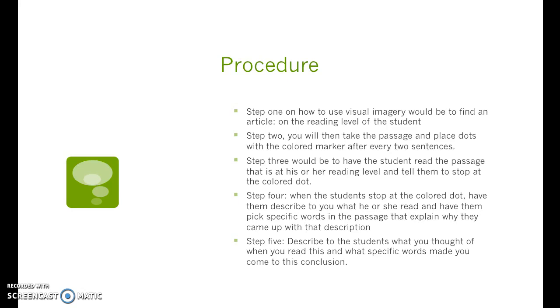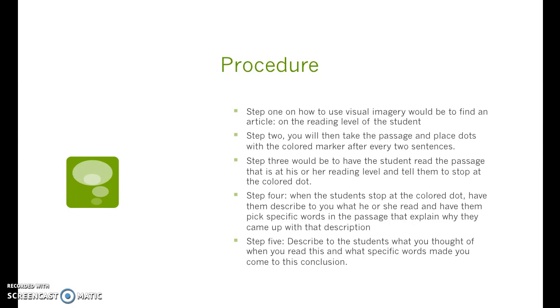Now that we know what the visual imagery strategy is and what materials are needed, let's talk about the steps needed to perform this strategy successfully. Step 1 on how to use this strategy would be to find an article on the reading level of the student. Step 2, you will then take the passages and place dots with a colored marker after every 2 sentences.